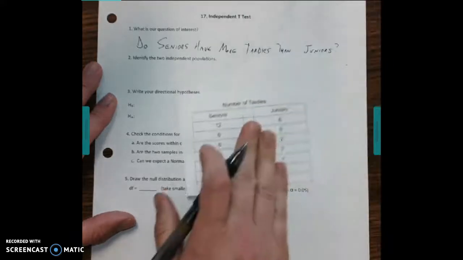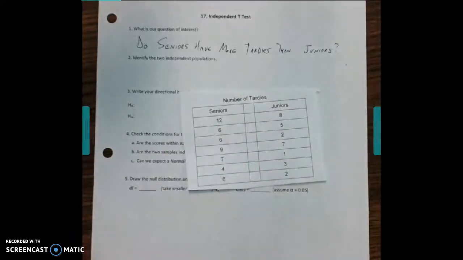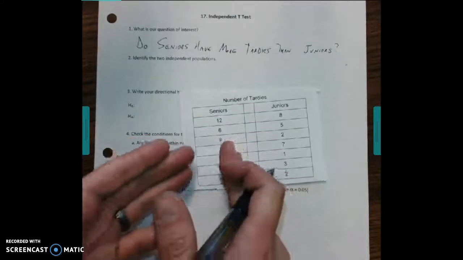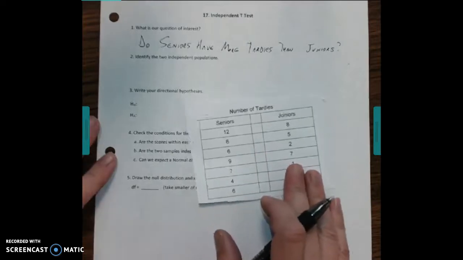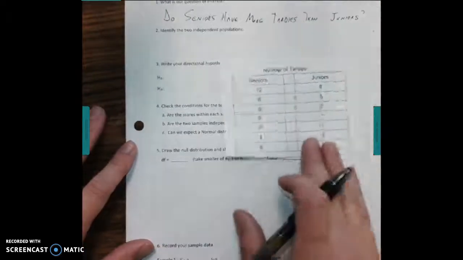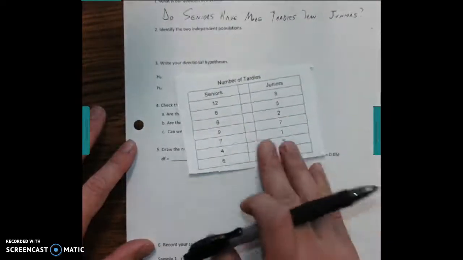Now this is an independent t-test because I have two samples, one of seniors, one of juniors, that are definitely independent. I mean, there's no one who's a senior and a junior. That couldn't be. I randomly selected them, and we're just going to go ahead and assume that it's normally distributed. Actually, we're not. We'll talk about that more in a second here. But the two independent populations are seniors and juniors.